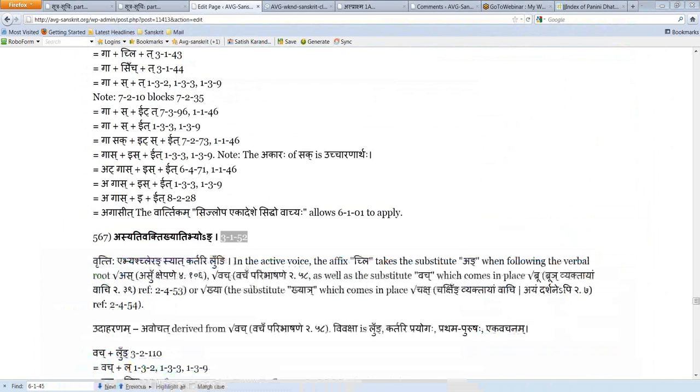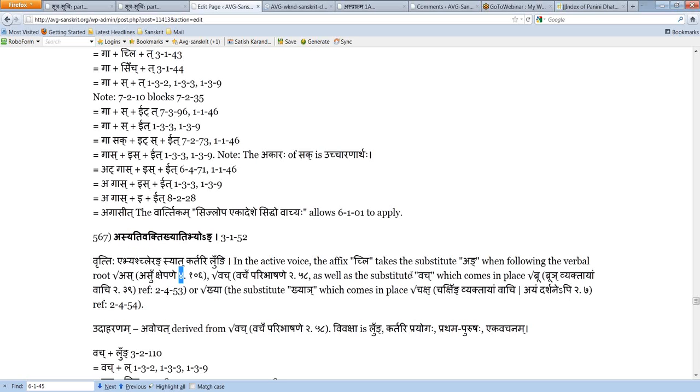Okay, so in the active voice, the affix Chili is substituted by Ang when following the verbal root asukshepane, asyati. This is not the asbhuvi. Asukshepane, asyati, because divadigana. You see, asyati. Divadigana because Panini mentions asyati with gana vikaranaha shan. This is divadigana. Vacha paribhashane.